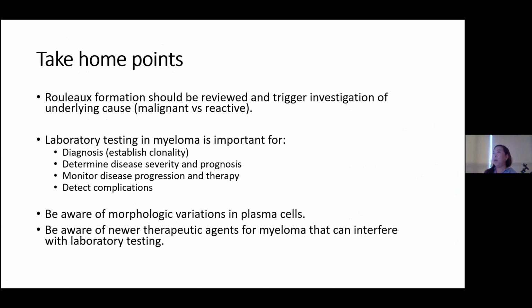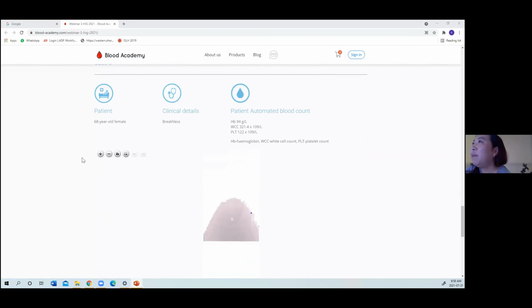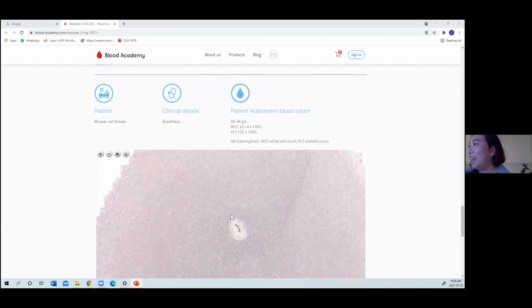That's the bottom line. All right, so rouleaux formation should always be reviewed and trigger investigation, as Ali highlighted. And lab testing in myeloma is important for diagnosis, prognostication, and monitoring of treatments. Be aware of morphological variation in plasma cells and any newer therapeutic agents for myeloma that can interfere with lab testing. All right, so the last part will be much quicker than the other two.